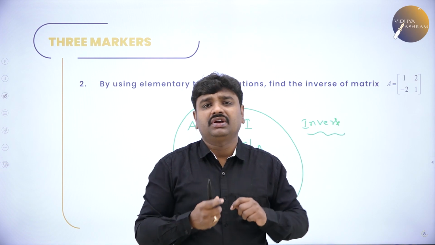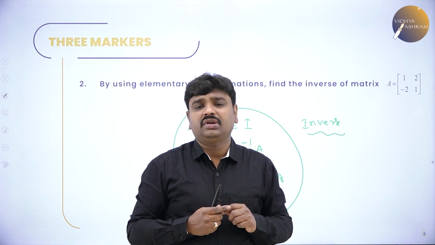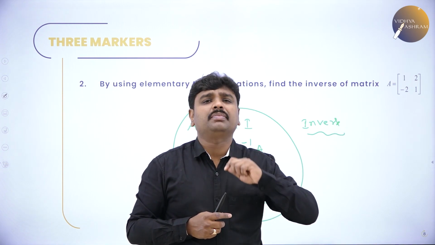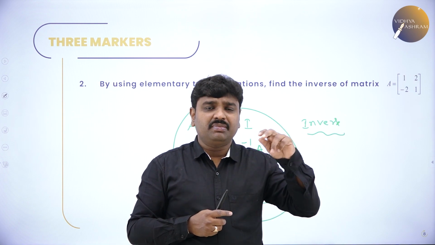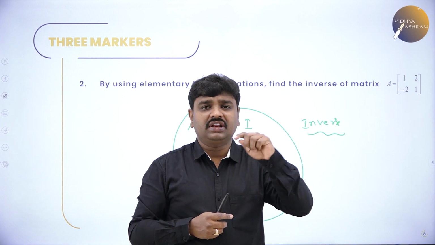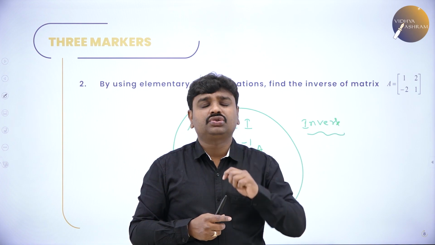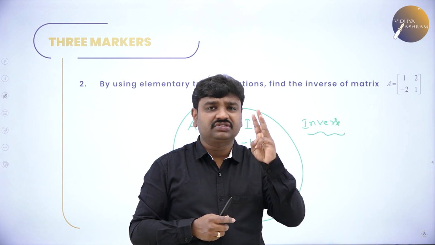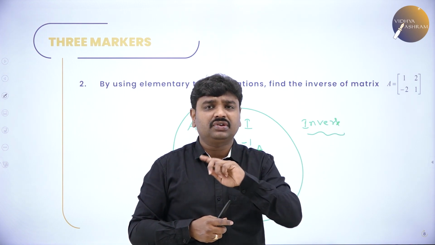What is a basic number 1? What is meant by identity or unit matrix? A unit matrix is a scalar matrix in which diagonal elements are 1. Every diagonal element should be equal to 1. So the 2 cross 2 identity is 1 0 0 1. The 3 cross 3 identity is 1 0 0 0 1 0 0 0 1.